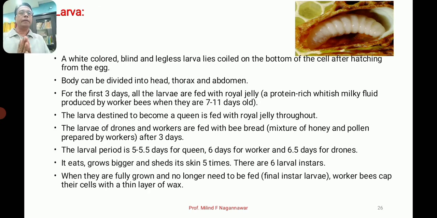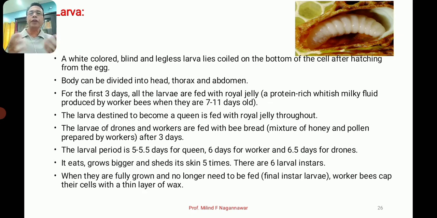Now the larval period is different for the different types of bees. That is, the queen bee has a different larval period, the workers have a different larval period, and the drones have a different larval period. The larval period for the queen bee is 5 to 5.5 days, whereas the worker bees have 6 days and the drones have 6.5 days.